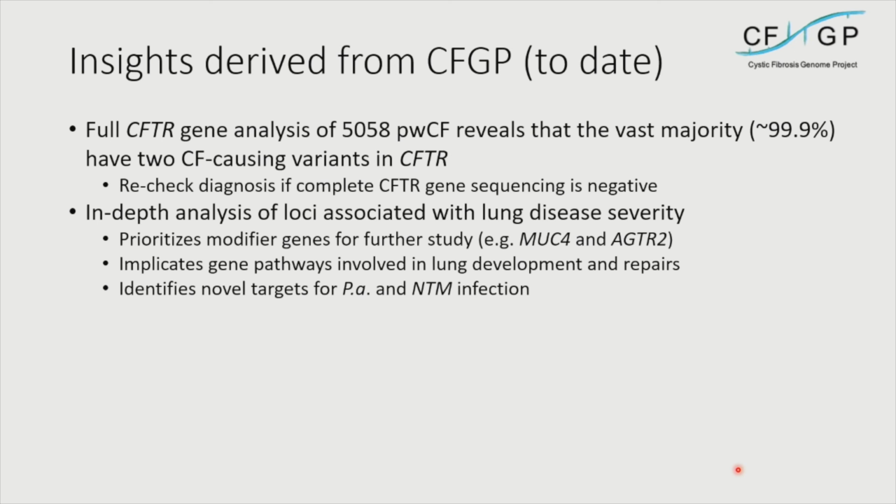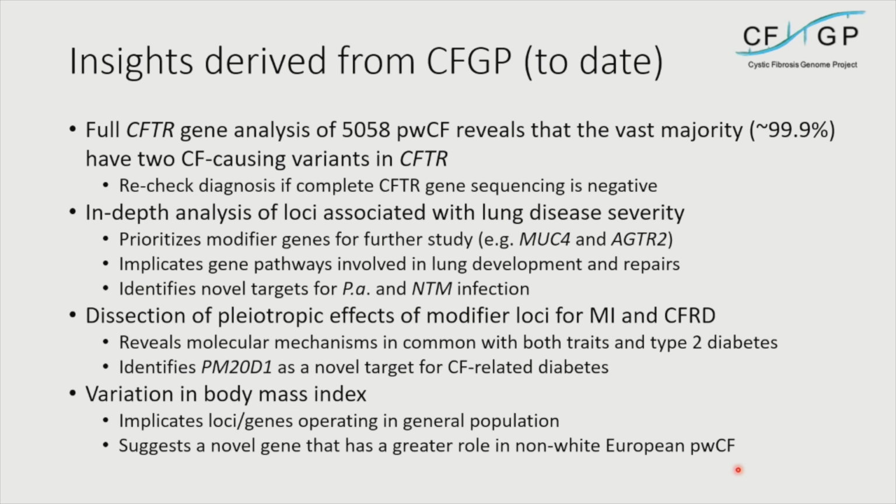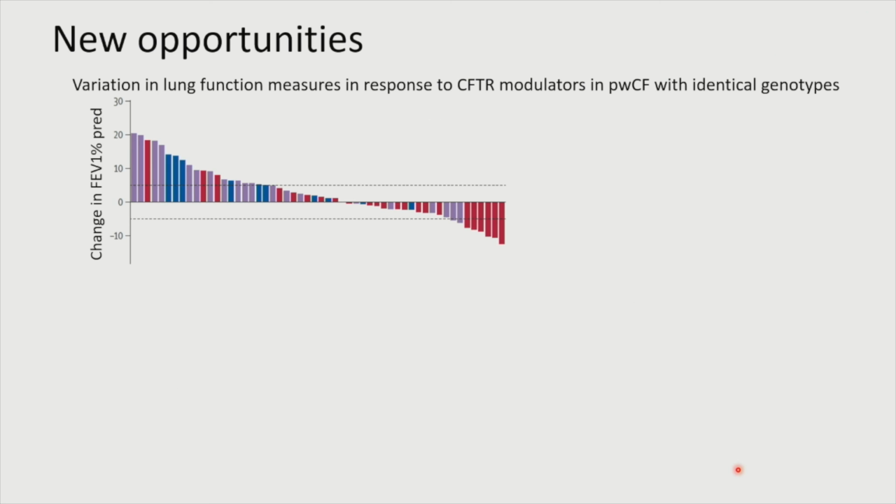In-depth analysis of loci associated with lung disease severity. Prioritize, as I pointed out, modifier genes, and I mentioned MUC4, perhaps AGTR. This implicates pathways involved in lung development and repair, and also novel targets for Pseudomonas and NTM. I talked about pleiotropic effects, the way genes and gene loci can affect more than one trait, and how we can dissect out the pathophysiology of those disorders. And finally, variation in body mass index, and the fact that use of diverse populations is highly informative.